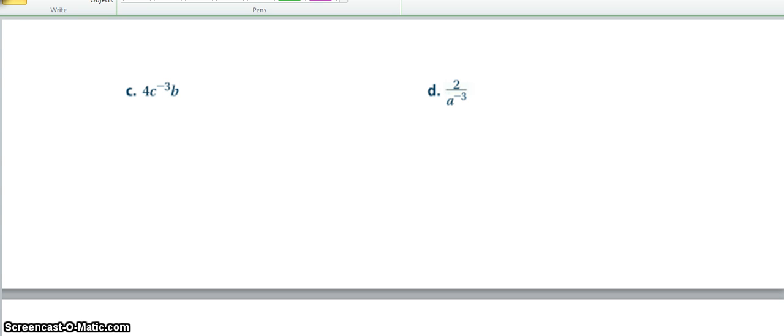If you haven't tried C and D, give the video a pause and go ahead. But if we dive into C, this is 4. It flips the base, which C is the only thing being acted on by the negative 3. So now it's 1 over C.